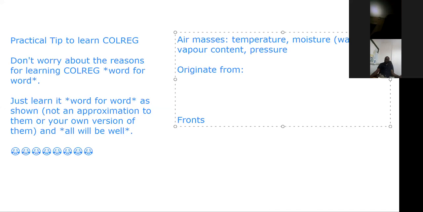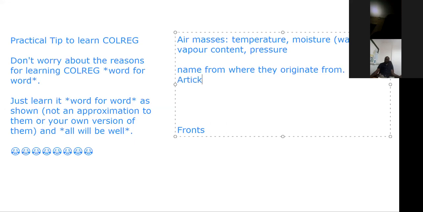So as I said, air masses get their names from where they originate. Let me write that down for anybody checking. Names from where they originate from. So that could be polar, it could be Arctic, maybe equatorial, and like that.